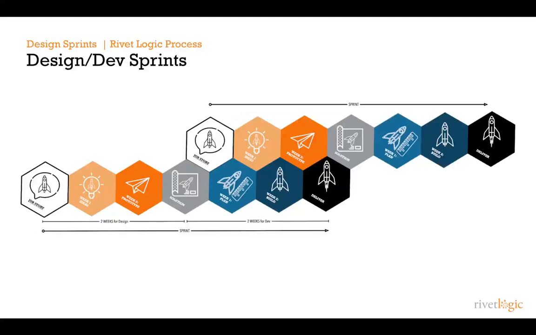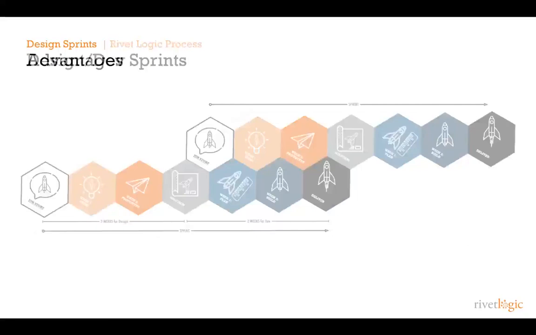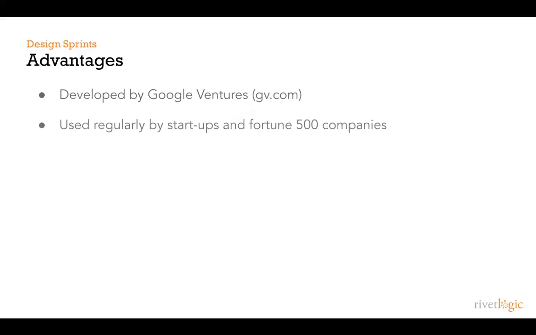The design sprint advantages, well, first of all, it was developed by Google Ventures and it has a very good pedigree. And as I mentioned, it's used by companies both small and large. It's used regularly by startups and Fortune 500 companies. It targets process, not pages.